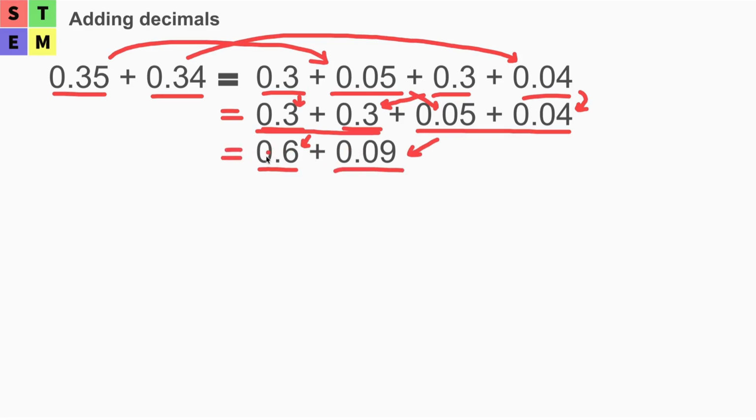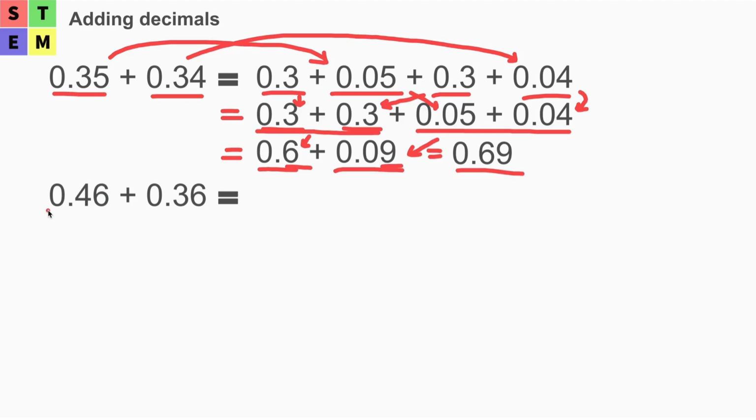Okay, now we add them together, right? So that's easy. It's basically 0.69. That's pretty obvious. We got tenths place there, we got hundredths place here. So we just put them together. Okay, so let's take a look at our next example.